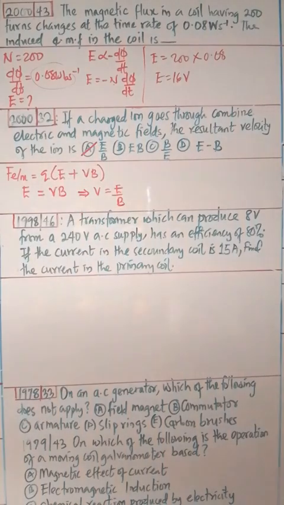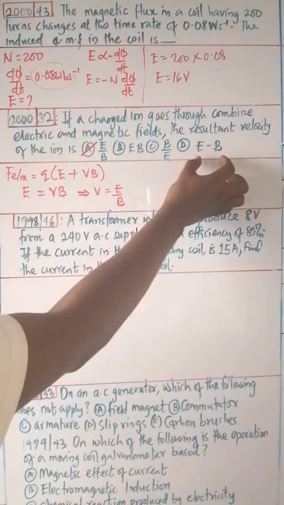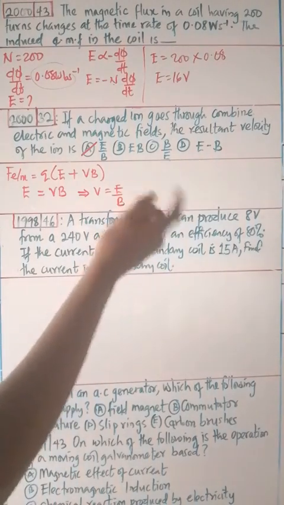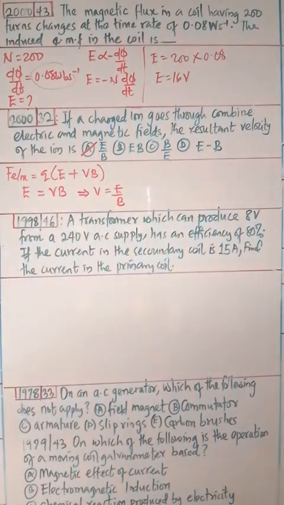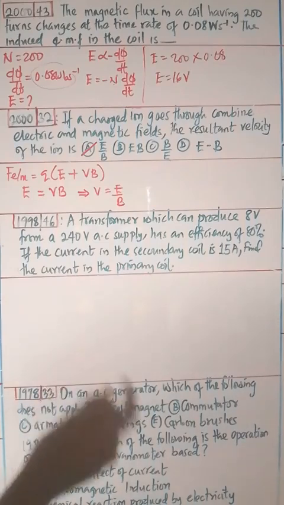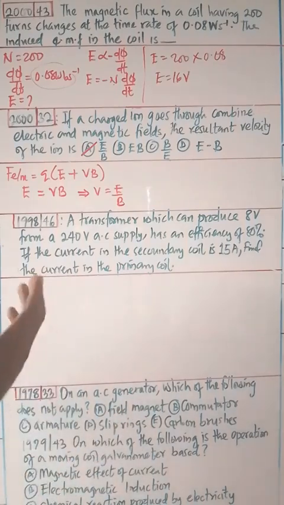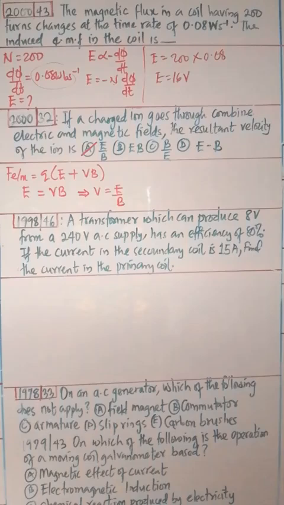A. So people might want to go for option D. Option D is wrong because we cannot subtract a quantity from another if they don't have the same unit. We cannot subtract velocity from acceleration or distance from time. No. But we can multiply or divide two different quantities to get a new quantity, but we cannot add or subtract if they do not have the same unit. So the answer is A.